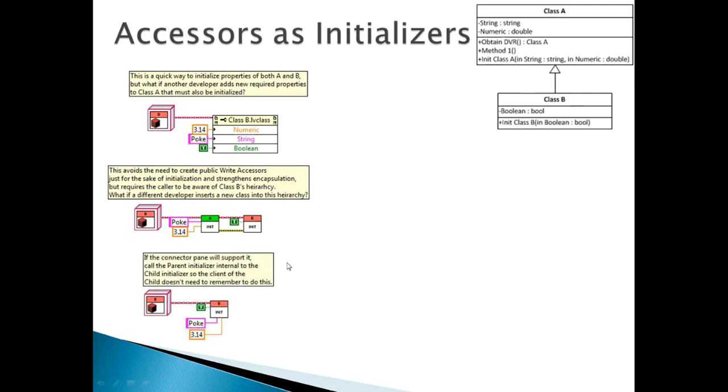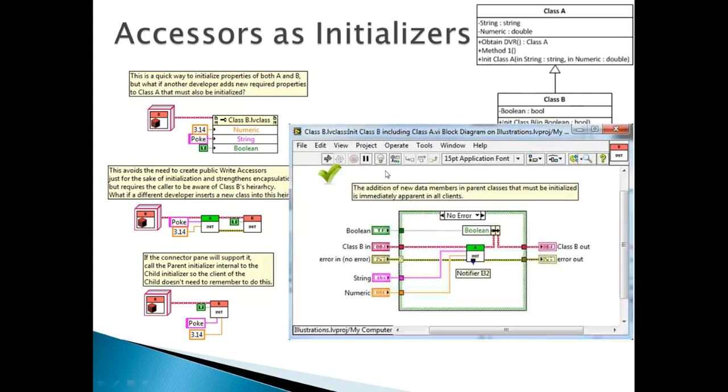So my proposal is that the leaf classes should always be responsible for initializing, or at least calling the initializers, that's really the right way to say it, calling the initializers of its parent, and the parent calls its parent initializer. And this is not anything that's revolutionary or new. Mikhail taught me this back in 8.6 in the LabVIEW class. But there's plenty of times I don't see it done that way.